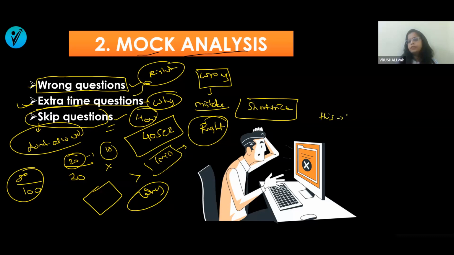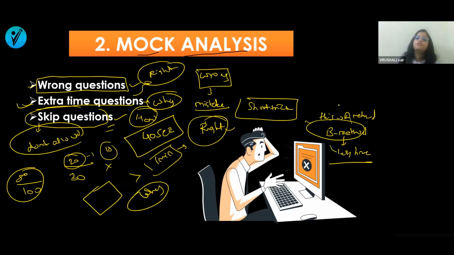Because you have to check whether I have used this method. Suppose I have this method A. I'm using method A, but I go through this right question and get to know that in the solution, the ma'am has given method B, which is easier and less time consuming, which requires less time, so I can go through that. But if you are taking more time, it means this question comes in your extra time. So this is how we have to analyze the complete mock.